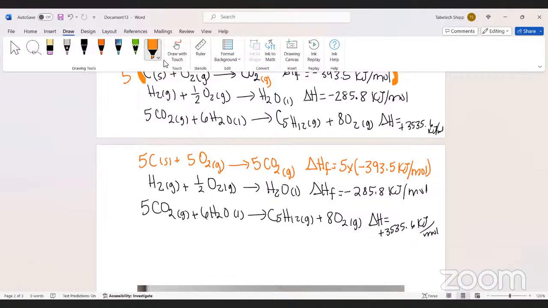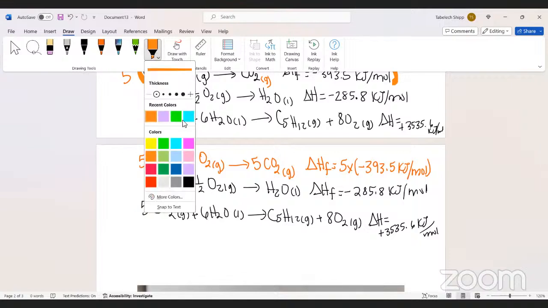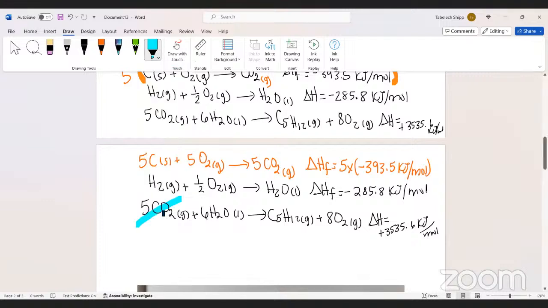Okay. Cancel, cancel, cancel. So I'm going to take the carbon dioxide that I have here, the 5 CO2s, and cancel it with the 5 carbon dioxides at the very top. Let me put a different color so you all can see that, okay? So I'm going to cancel out 5 carbon dioxides with the 5 carbon dioxides here. I'm going to also cancel out the oxygens.